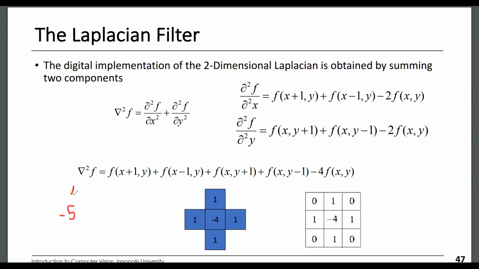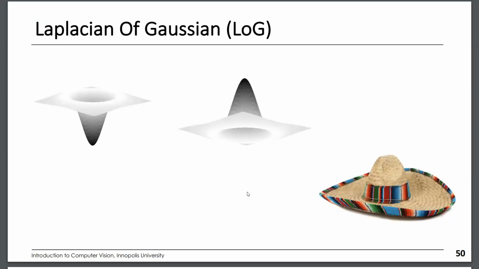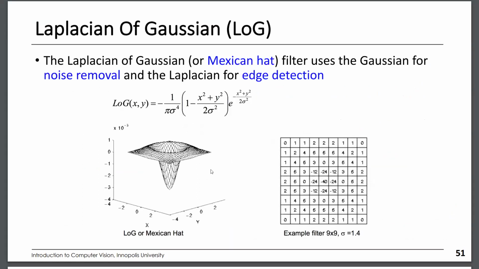-5, 1, 1, 1, 1, and then we put like 0.25, 0.25, 0.25, 0.25, right? So why not do that? Why not combine this idea with the idea of the Gaussian blurring filters that we have seen before, right? There's no right or wrong. If it works well, it works well. And this is what you can see in the Laplacian of Gaussian.